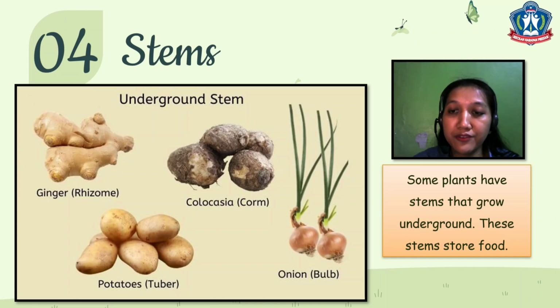Some plants have stems that grow underground. These stems store food, so the underground stems here can be eaten. For example, ginger, potatoes, onion, and colocasia.